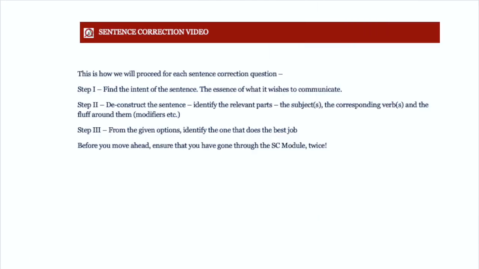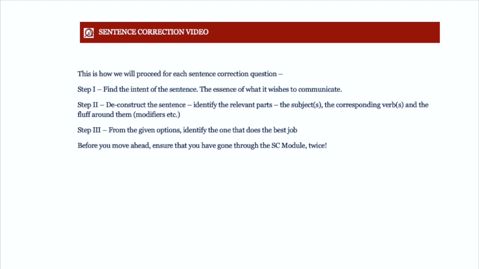So this is how we will proceed for each sentence correction question. First, we will find the intent of the sentence, the essence of what it wishes to communicate. Then second, we will deconstruct the sentence. We'll identify the relevant parts of the structure of the sentence. First of all, the subject, of course, then the corresponding verb. In case there are more than one clauses, then subjects and their corresponding verbs. We'll find the modifiers and their antecedents, etc. So we'll break down the sentence into its parts.